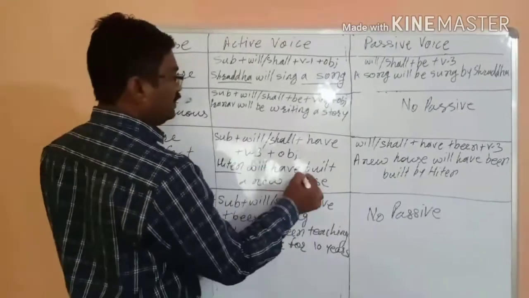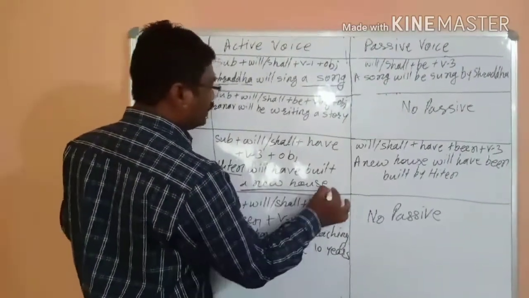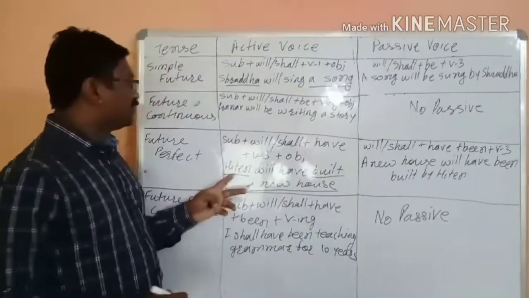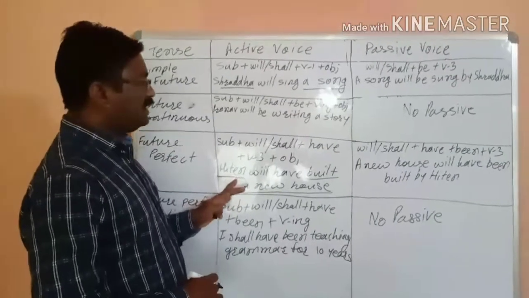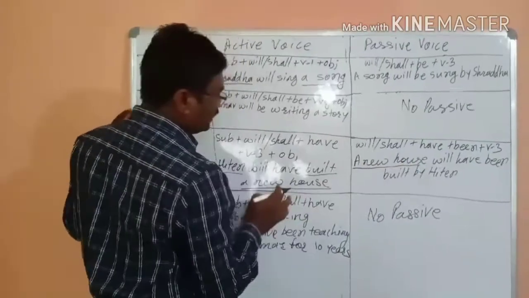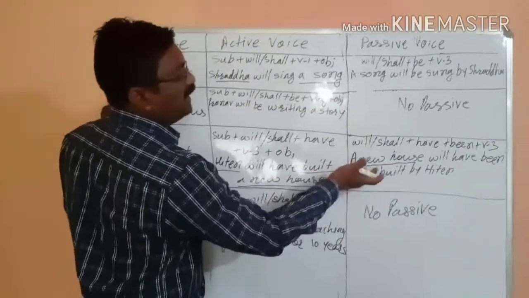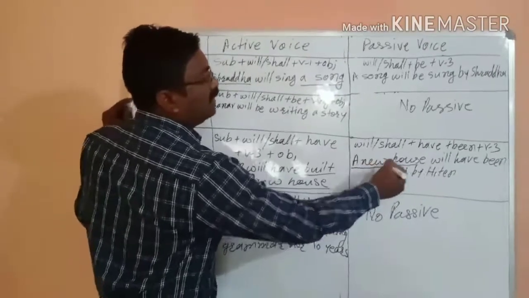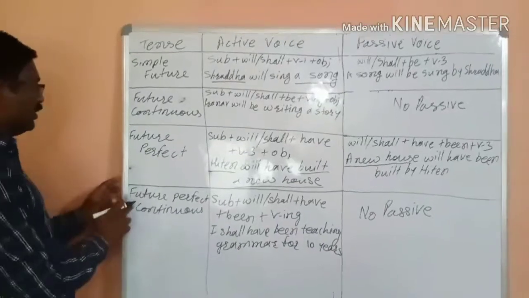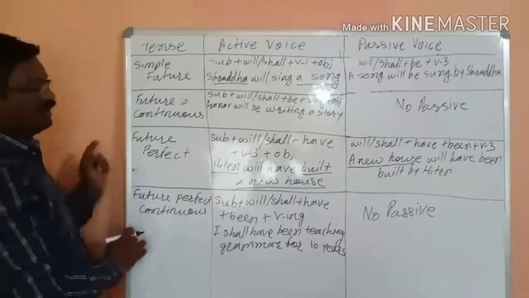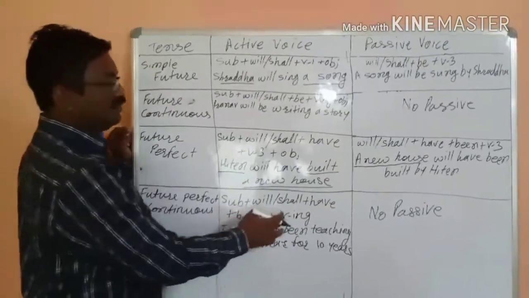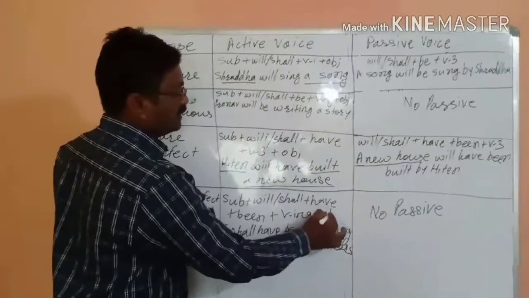Hiten is subject here. A new house is object here. Built is verb. So Hiten is doing action here, and in passive voice the object which was in active voice now became your subject, and action is done upon the house. A new house will have been built by Hiten. Now in future perfect continuous tense we use subject plus will, shall plus have plus been plus verb ing plus object.